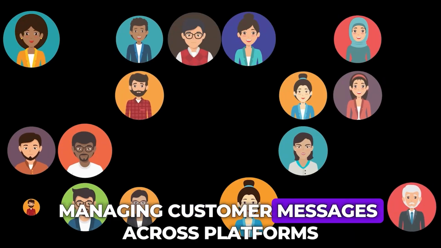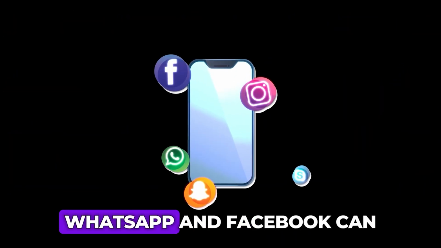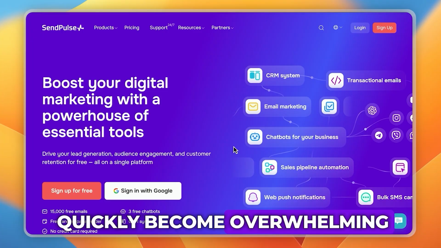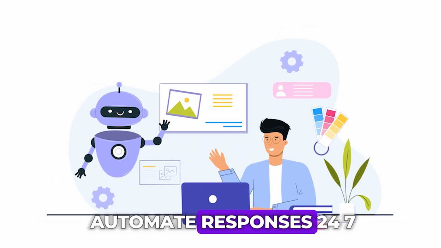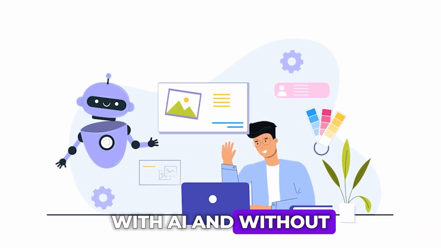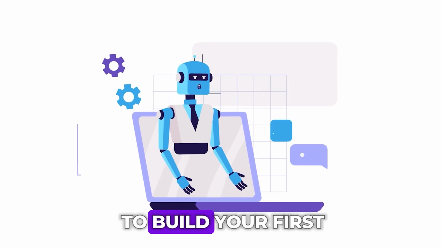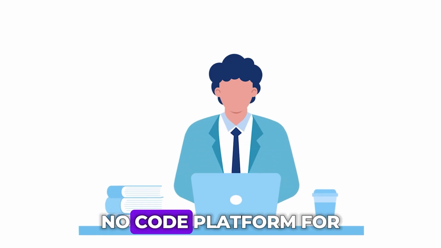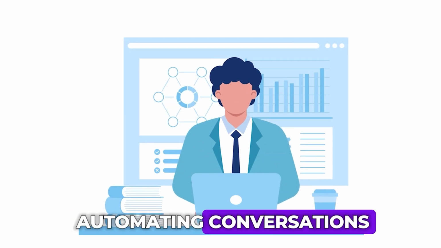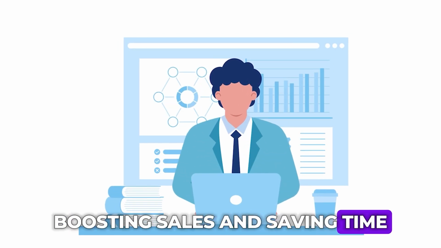Managing customer messages across platforms like Instagram, WhatsApp, and Facebook can quickly become overwhelming. What if we could automate responses 24/7 with AI and without writing a single line of code? In this step-by-step guide, I'll show you how to build your first smart chatbot using SendPulse, a powerful no-code platform for automating conversations, boosting sales, and saving time.